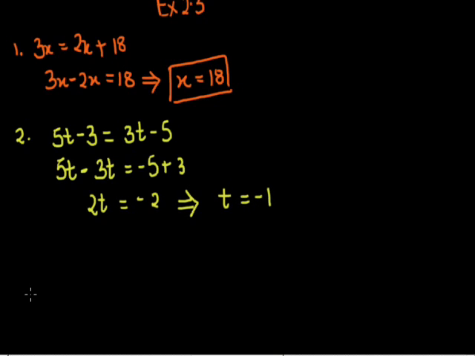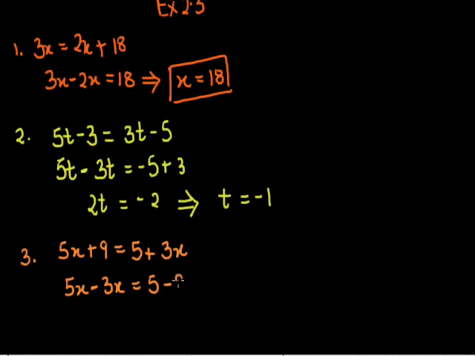Okay, the third question. The third question is 5x plus 9 is equal to 5 plus 3x. Now again, 5x and 3x are the variables. If I shift 3x to the left hand side, its sign will change. So 5x minus 3x is equal to, if I shift 9 to the right hand side, it will become 5 minus 9. 5x minus 3x, that is equal to 2x.